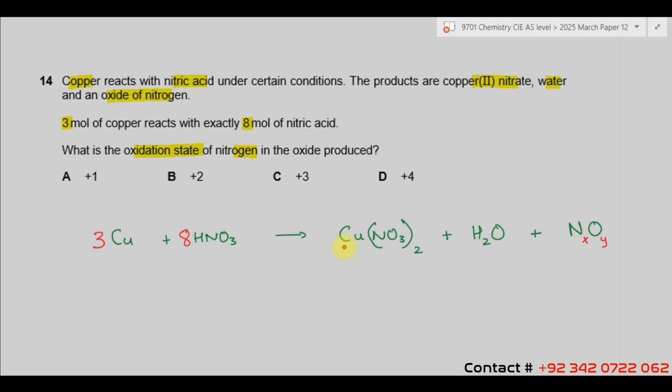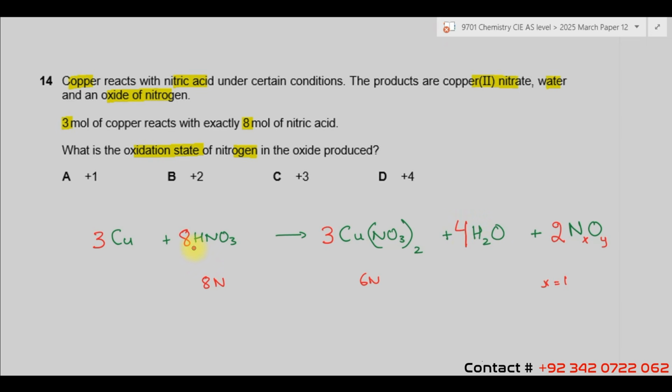There are 3 moles of copper, so we can write 3. Copper is balanced. Now let's balance nitrogen. We have 6 nitrogens on the product side, 8 nitrogens on the reactant side. So it means we need 2 more. So we can write 2 with NO. That means that X will be equal to 1. Now we have hydrogens. There are 8 hydrogens. We only have 2. So we can write 4.